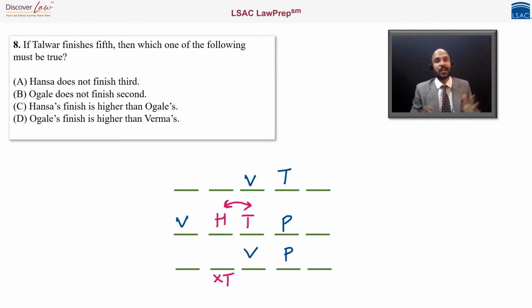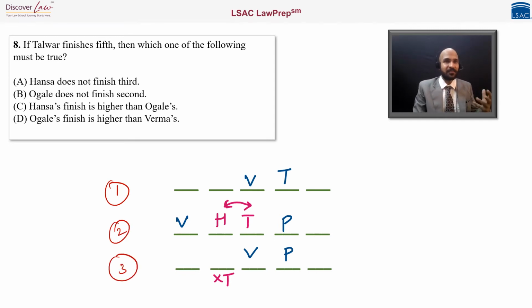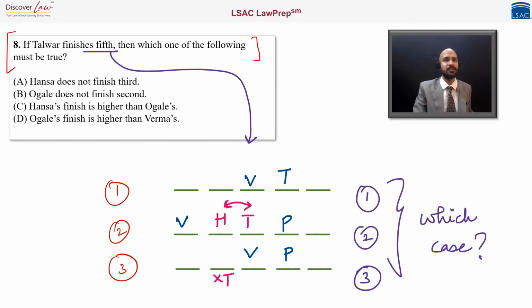Okay, now before I proceed to solve this, I want you to realize how useful this diagram is at this point. When you have these three cases, first ask yourself, which of the three cases could this apply to? It says Talwar finishes 5th. Look at case number 1. Here Talwar finishes 4th. Obviously, it doesn't apply here. Look at the second case. Here Talwar is either 2nd or 3rd, which means that again, Talwar is not finishing 5th. Which tells you that if Talwar is finishing 5th, it has to be case number 3.